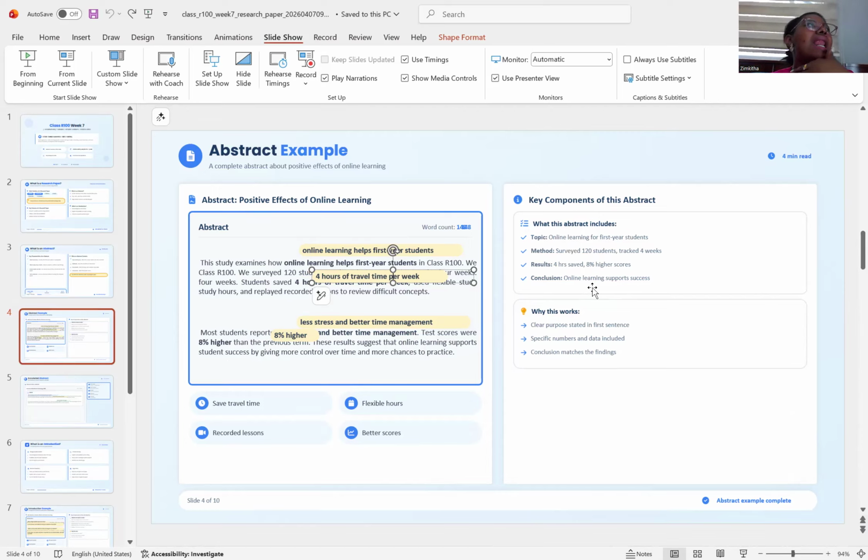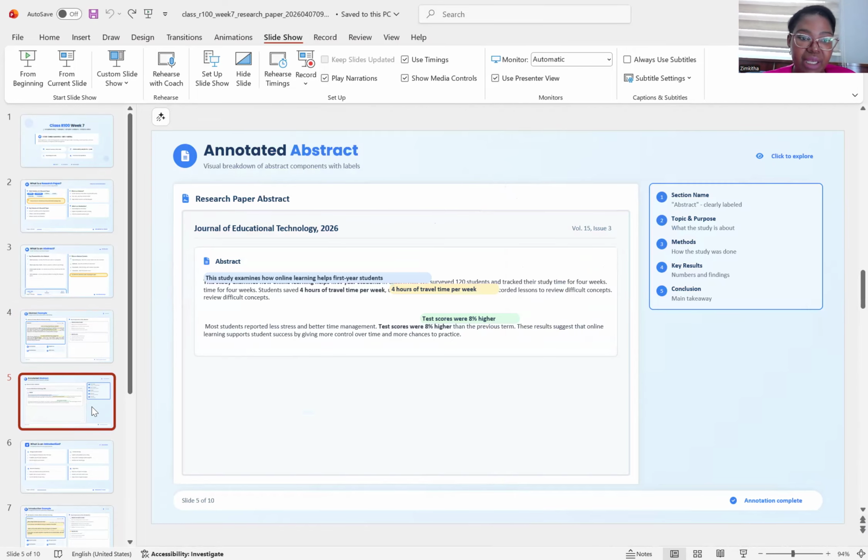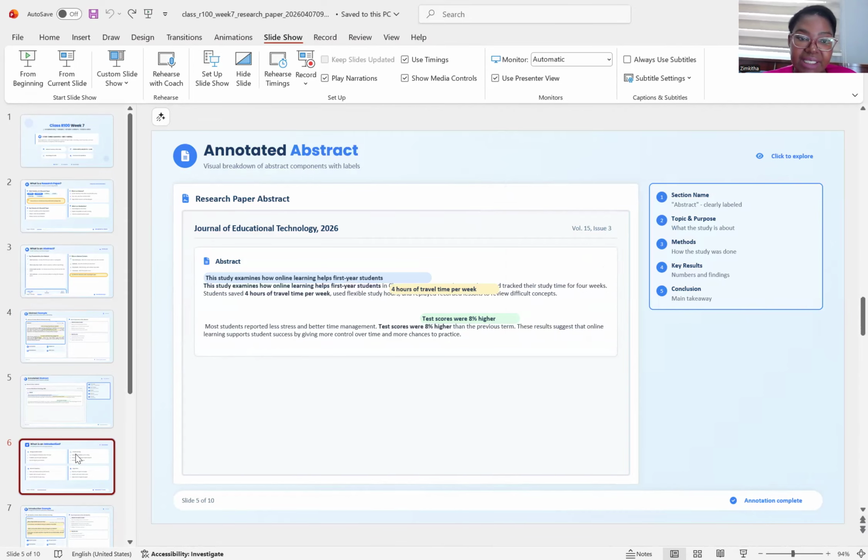You do not elaborate. You do not tell me deeper reasons. Just what you did, how you did it, and what the results were. Why does this work? Because it clearly states your purpose in the first sentence, it's very specific on the numbers and the data, and the conclusion matches the findings. So that is an example of an abstract.